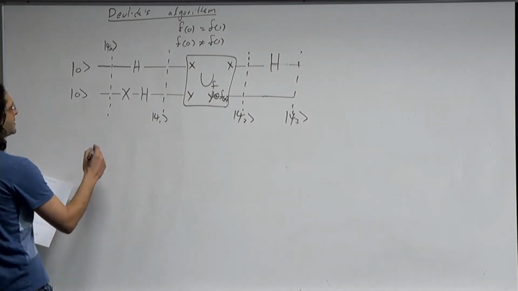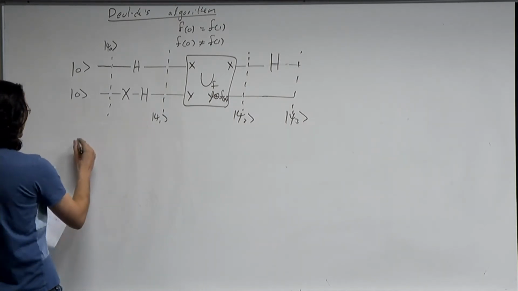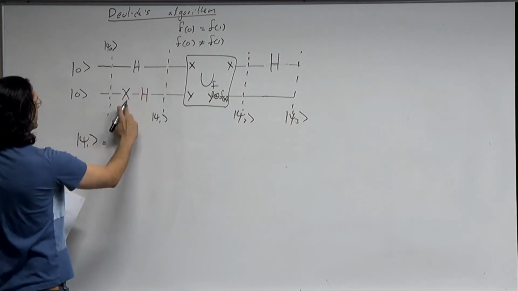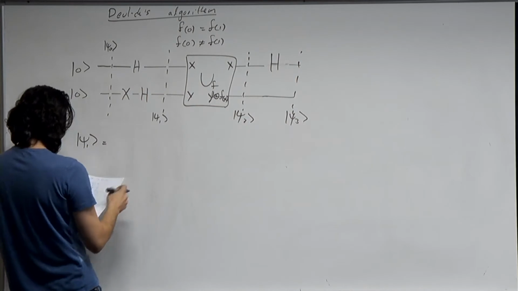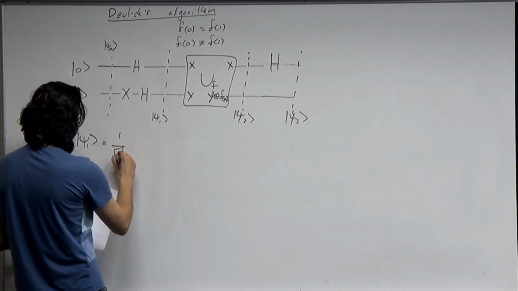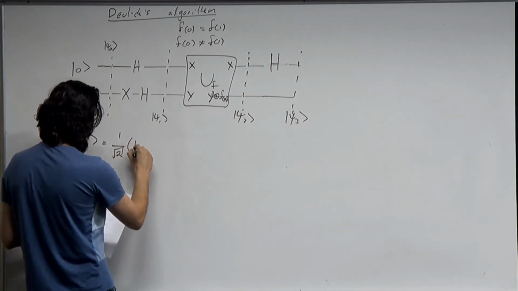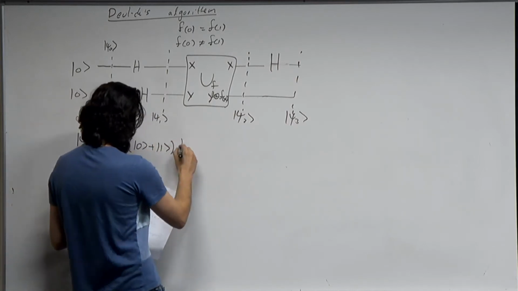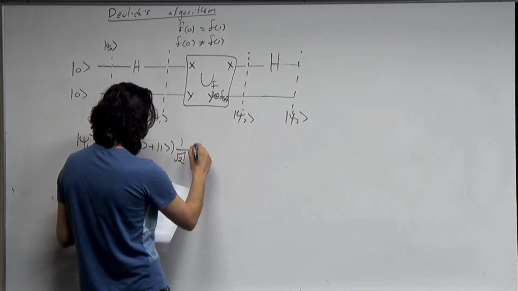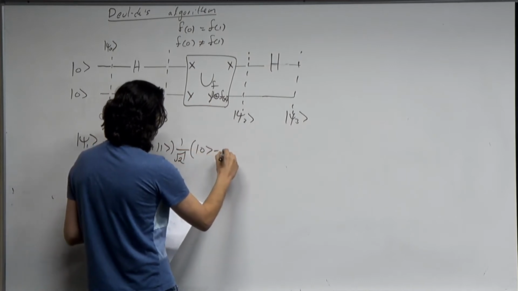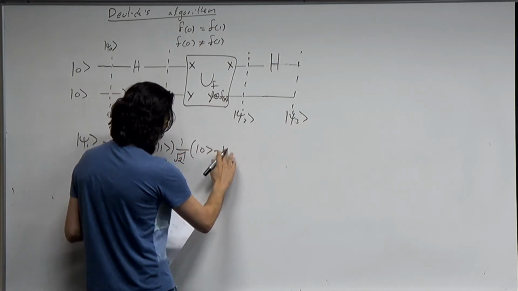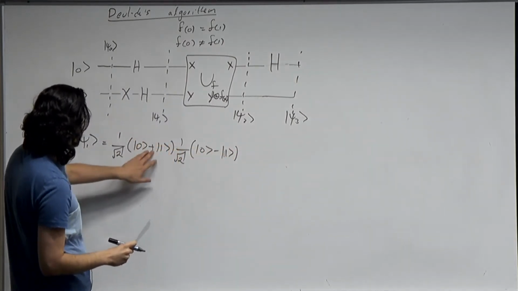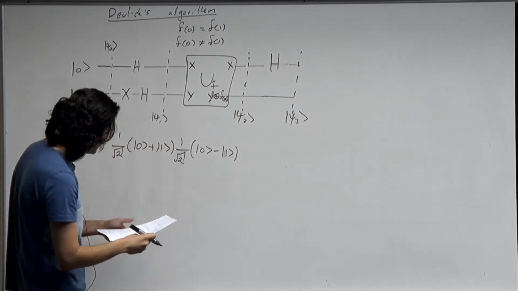All right, so we started here, and let's write psi 1. After a Hadamard and an x Hadamard, we're left with 1 over square root of 2 times (0 plus 1), and 1 over square root of 2 times (0 minus 1). So this is the Hadamard and this is the x Hadamard.